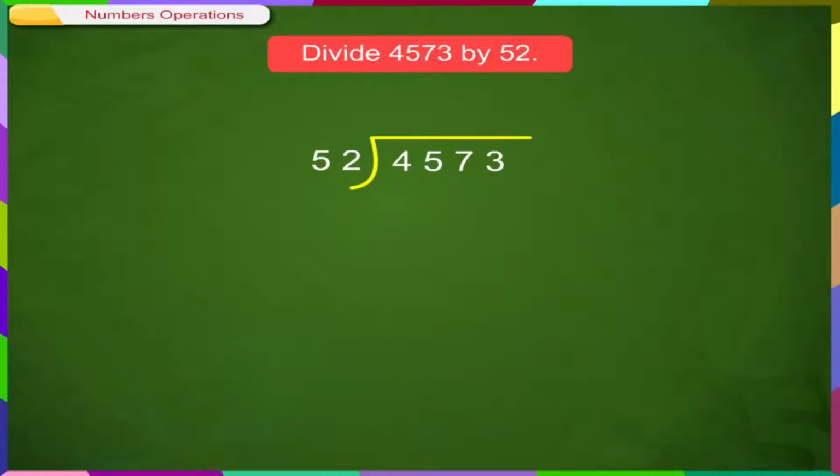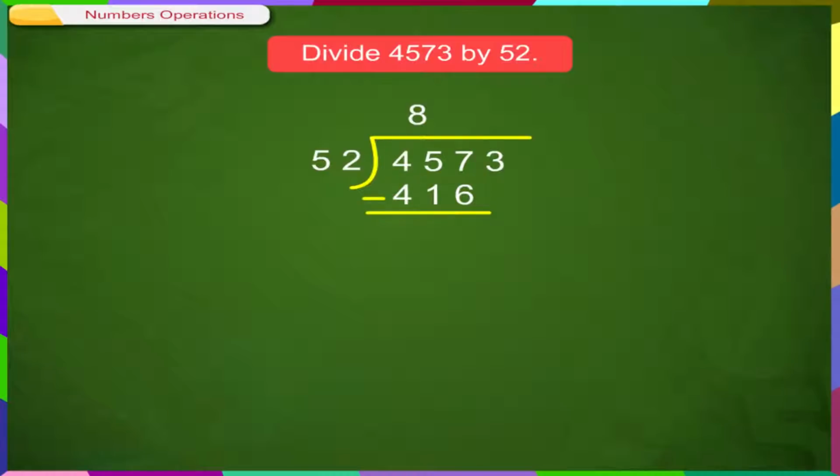Let us check 52 into 9 is equal to 468. But 468 is greater than 457. Consider 8 and check 52 into 8 is equal to 416. But 416 is less than 457. Write 8 as quotient and 416 below the 457.